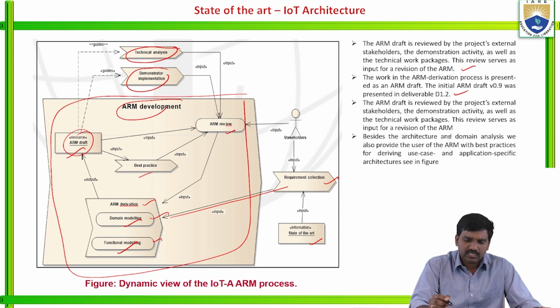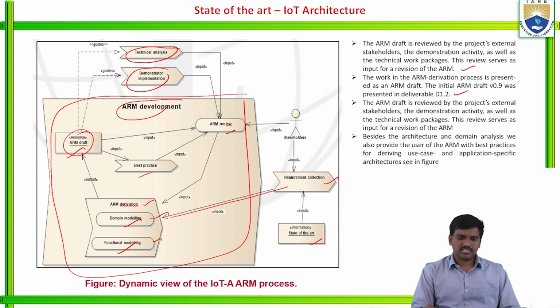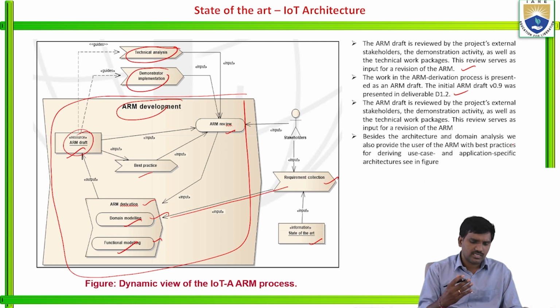So besides the architecture and domain analysis, we also provide the user of the ARM with best practices for deriving use cases and application-specific architecture, as seen in the figure. So this is the overall explanation of the dynamic view of the IoT architecture model, including several parameters like technical analysis, demonstrating implementation, ARM draft to ARM review, ARM derivation, domain modeling, function modeling. The main function of the individual parameters we discussed in the last slide only.